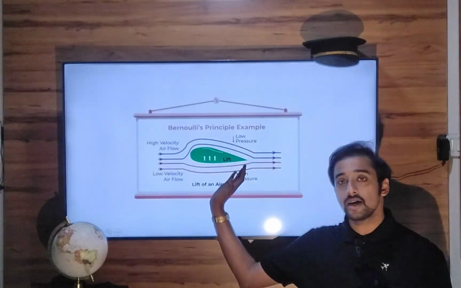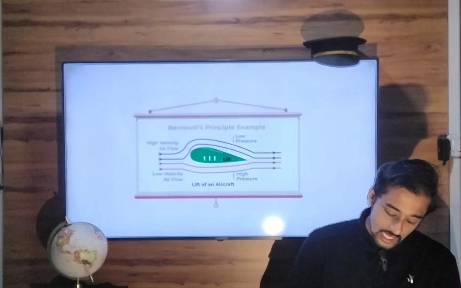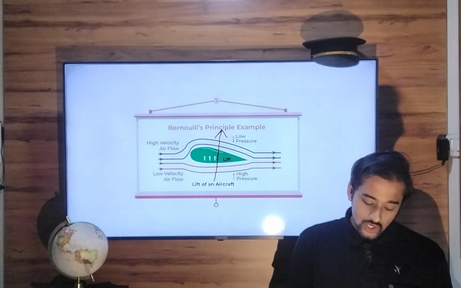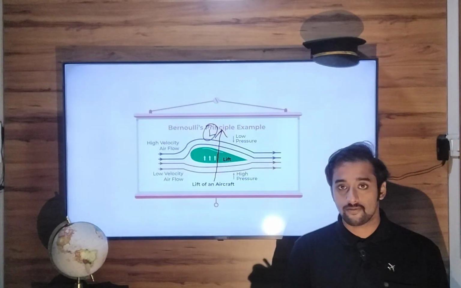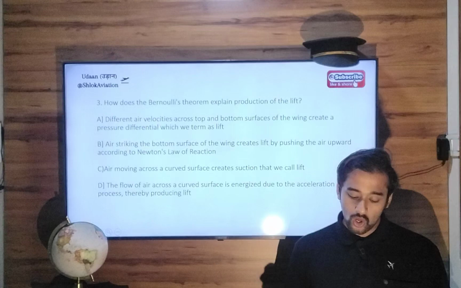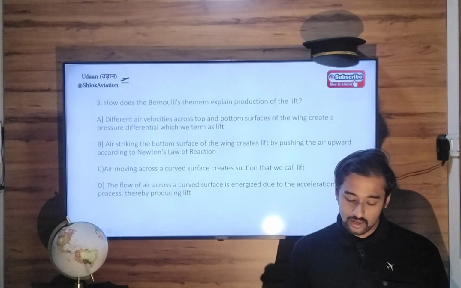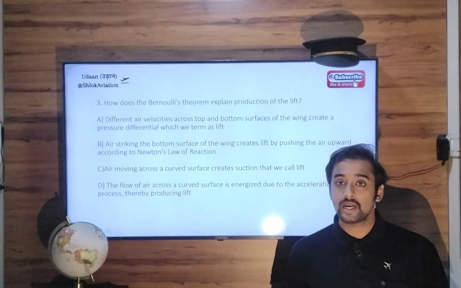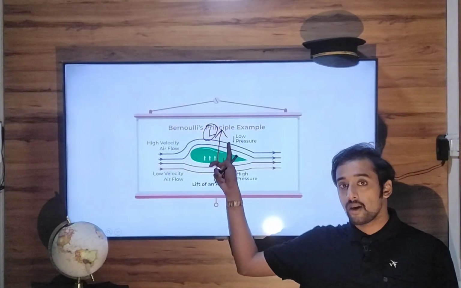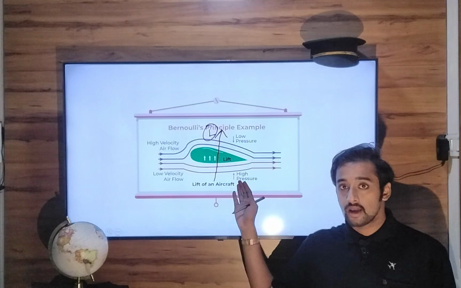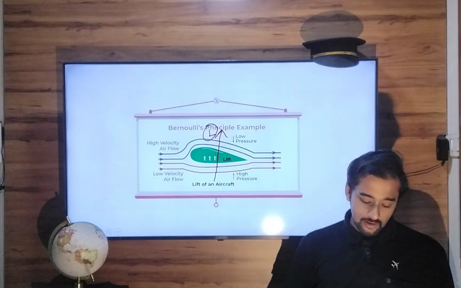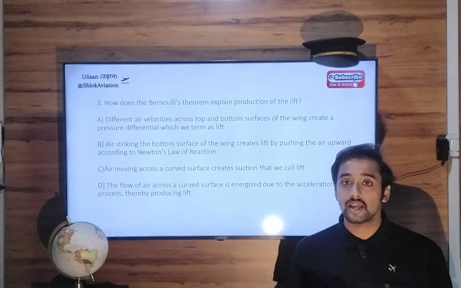So we have high pressure here and low pressure above. So the resultant reaction will be towards above, towards the top, and this is called lift. So different air velocities across the top and bottom surfaces of the wing create a pressure differential, which we term as lift. Yes, we have fast velocity of air above and slow velocity below, and therefore we have different pressures, and therefore we have a resultant reaction called lift.